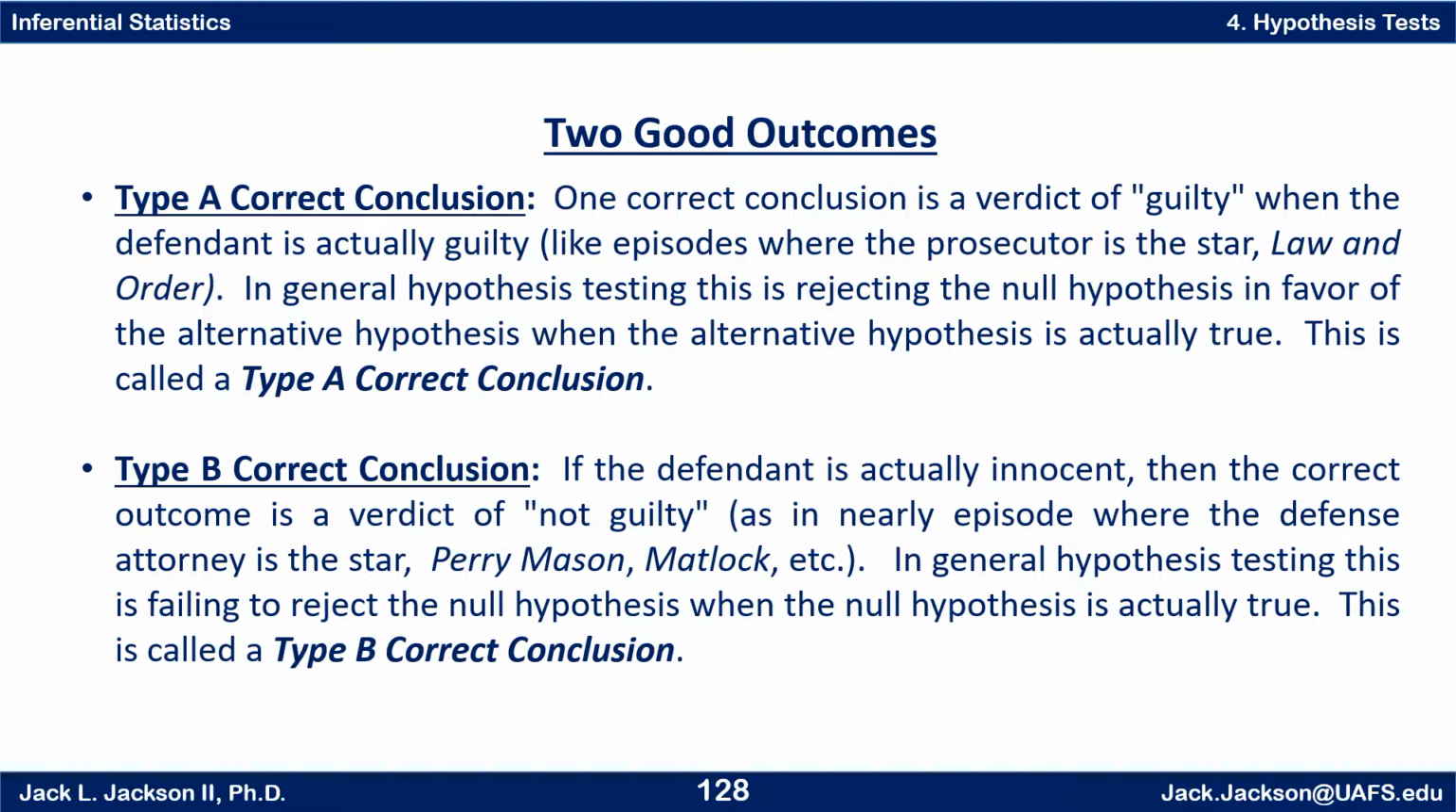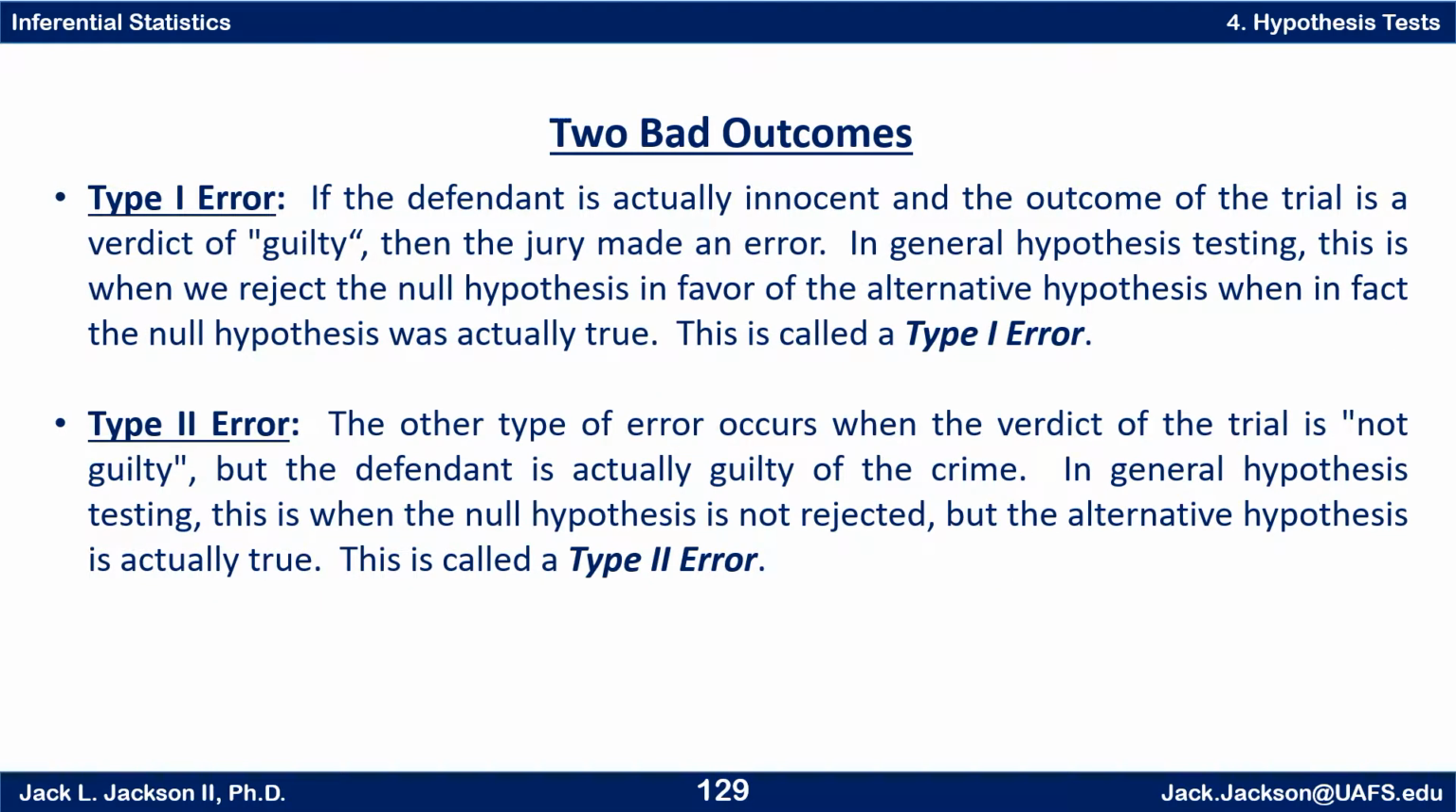So if the alternative hypothesis is actually true and the null hypothesis is false, you want to reject the null hypothesis. That's a type A correct conclusion. If, on the other hand, the null hypothesis is actually true, you really don't want to reject that. That's a type B correct conclusion. But of course, if you have two types of correct conclusions, there's also two bad outcomes, two types of errors that you could make. The first one is called a type 1 error.